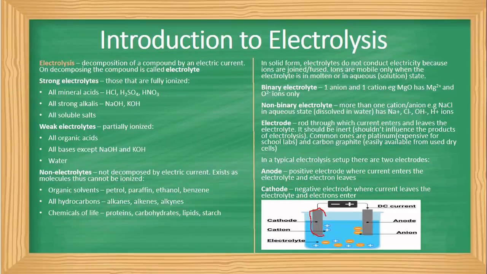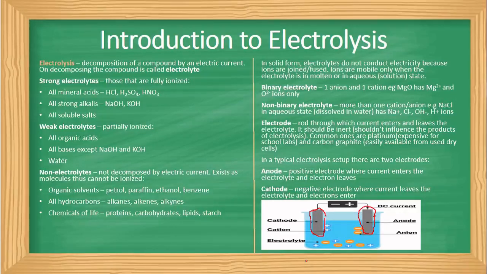This one, as you can see, is connected to the negative end of the cell, and therefore it is the negative electrode, which we call the cathode. This other one, as you can see, is connected to the positive end of the cell, and therefore it is the positive electrode, which we call the anode. So we'll describe what happens during electrolysis.